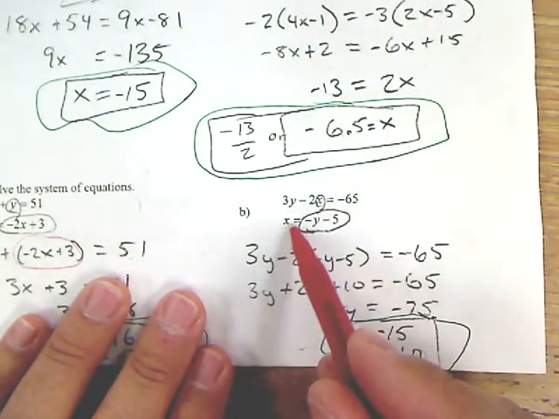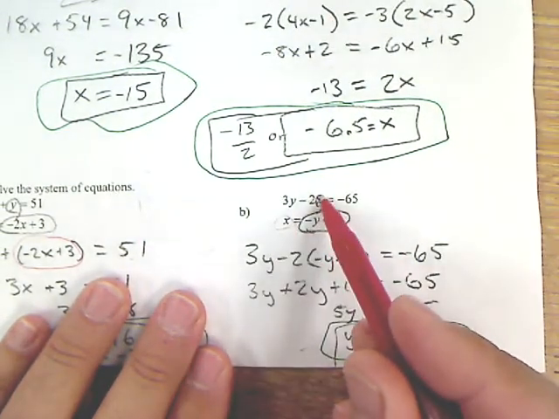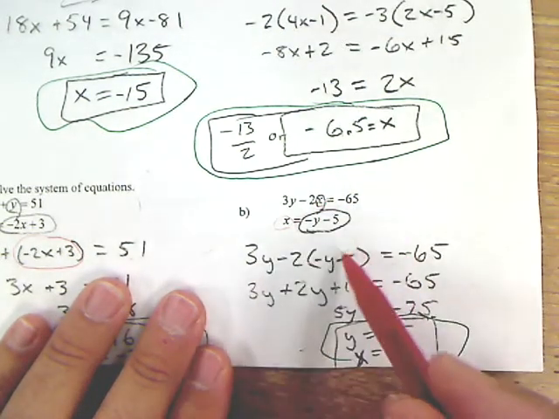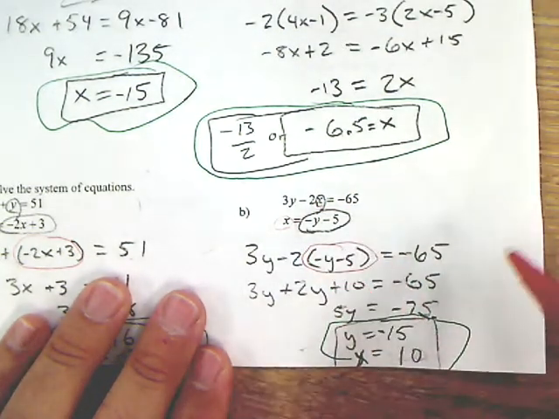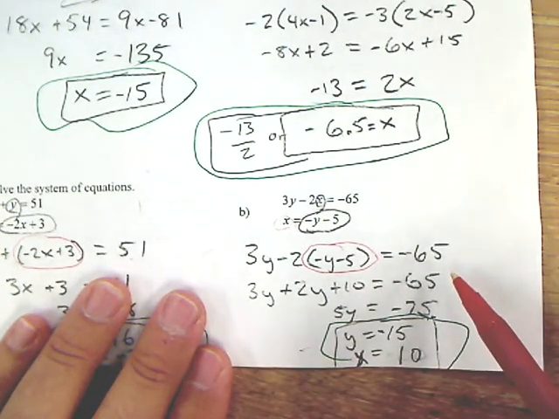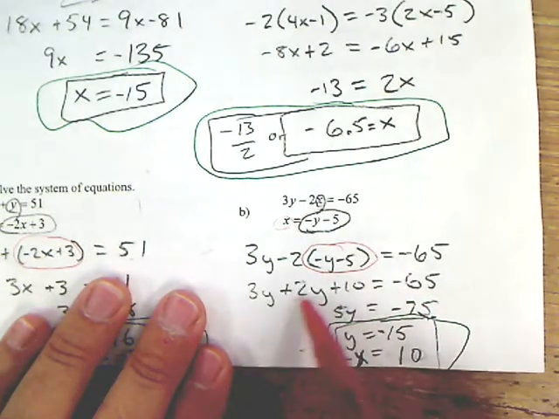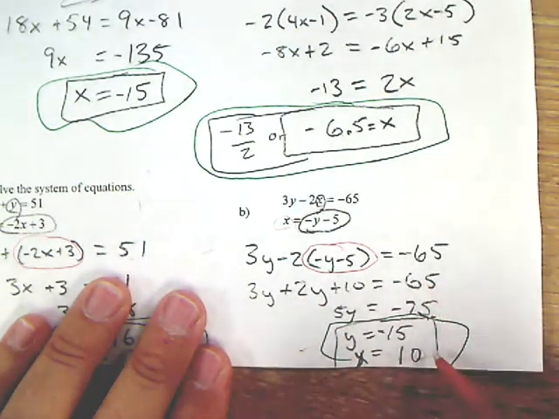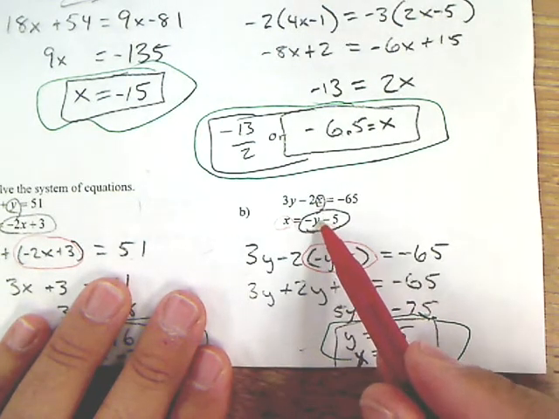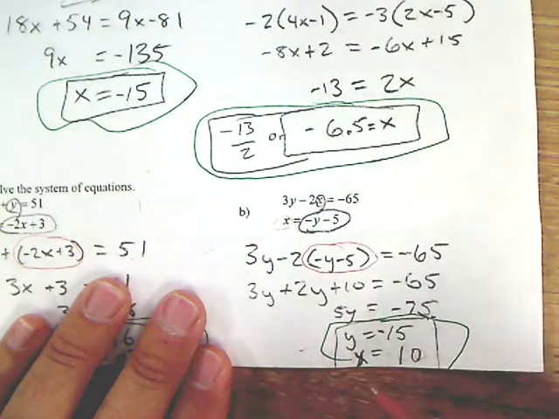X is equal to this. So I substituted in for the x. Write down the whole thing except for the x. I write down the whole thing and left a blank where the x was, and just replace it. Solve by distributing, combine like terms, subtract 10, divide, you get negative 15 for the y. Plug it back in for the y, gives you a 10 for your x.